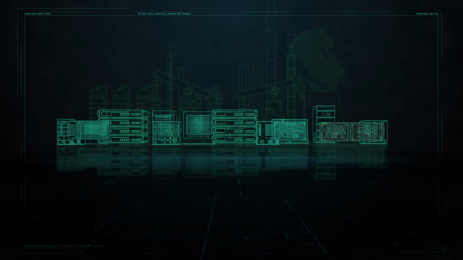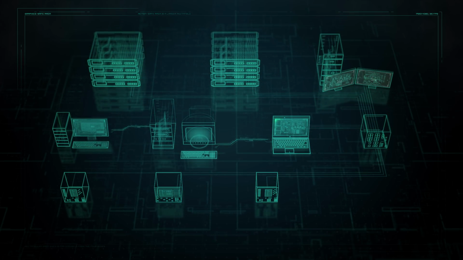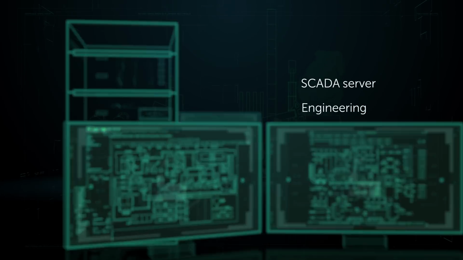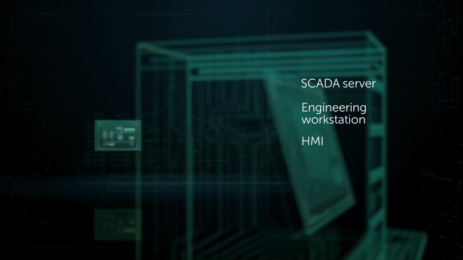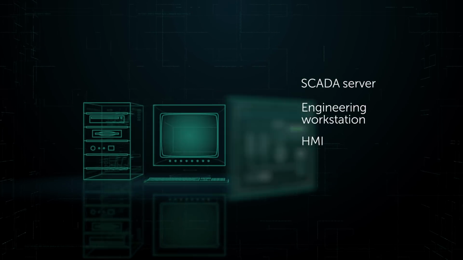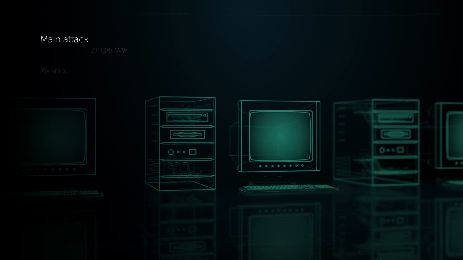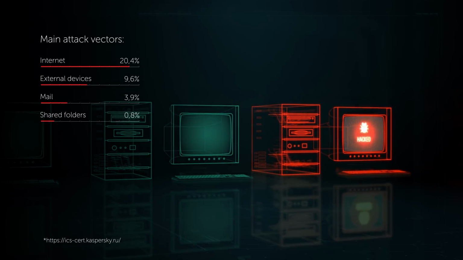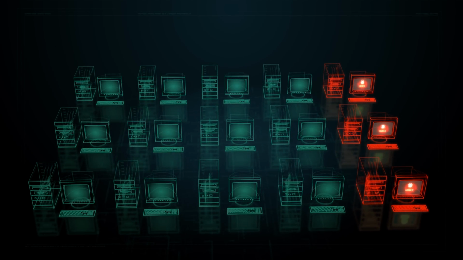One of the key elements of ICS infrastructure is industrial computers. These may be SCADA servers, engineer workstations, human-machine interfaces. And more often than not, these computers are based on a standard architecture. Every fifth industrial computer is attacked by malware each month.